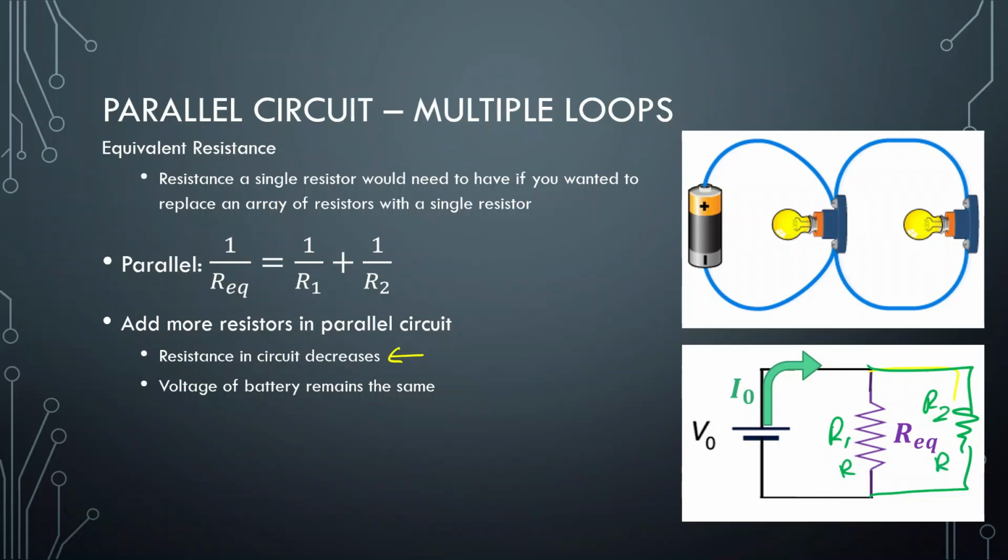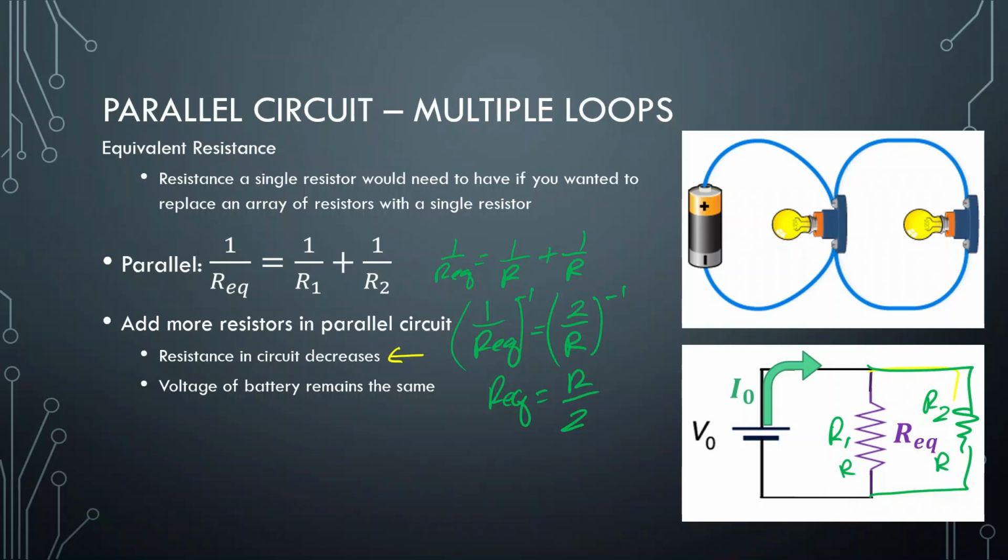So if I was to do this 1 over REQ, I would get 1 over REQ is equal to 1 over R plus 1 over R. So I would combine the terms, so I get 1 over REQ is equal to 2 over R. And then if I take that to the -1 on both sides to flip that, I get that REQ is equal to R over 2. So with one resistor, my resistance would just be R. With a second resistor, my resistance is R over 2.